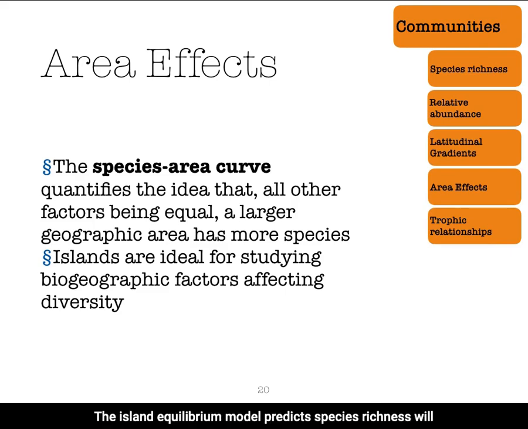The island equilibrium model predicts species richness will reach a dynamic equilibrium where immigration is balanced by extinction. The number of species at the equilibrium point is a function of the island's size and distance from the mainland. Studies of species richness on the Galapagos Islands support the prediction that species richness increases with island size.